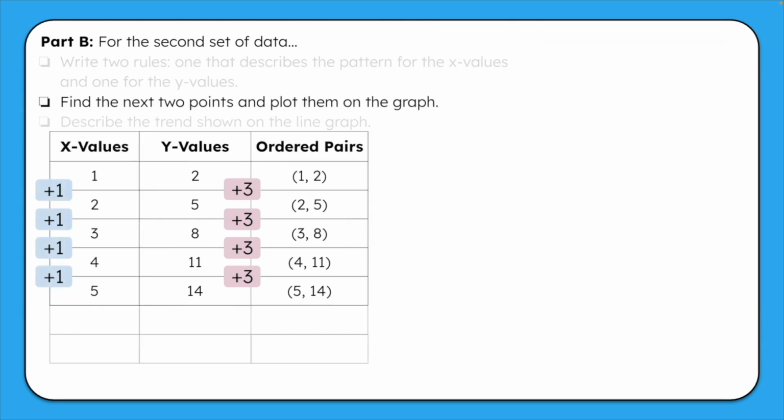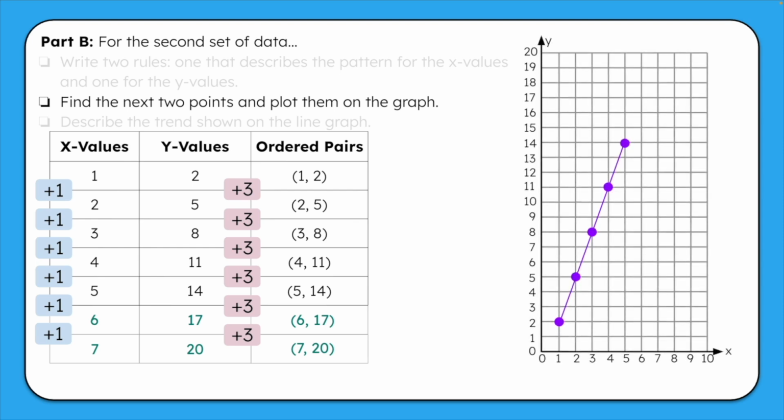Now, we need to find the next 2 points, then plot them on the graph. We use the rule for the x values to generate 2 more rows. 5 plus 1 is 6, and 6 plus 1 is 7. Now, for the y values, we add 3 each time. 14 plus 3 equals 17. 17 plus 3 equals 20. To make the graphing easier, let's write out the ordered pairs for these 2 points.